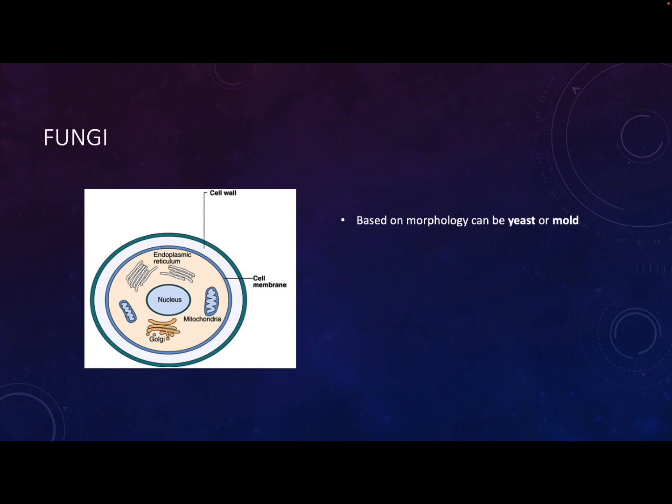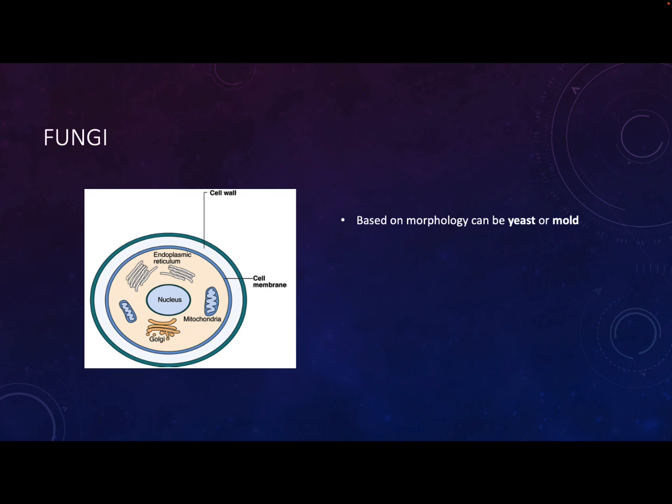Now, depending on the morphology, and this is in humans and in the laboratory setting, you can have them be a yeast or a mold. And so a yeast is going to be unicellular, and a mold would be like a multicellular form.